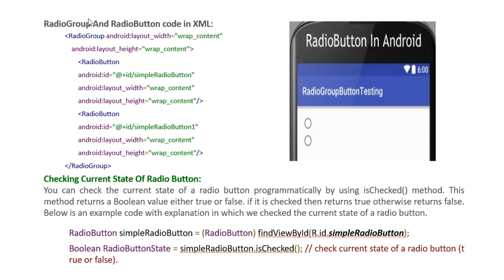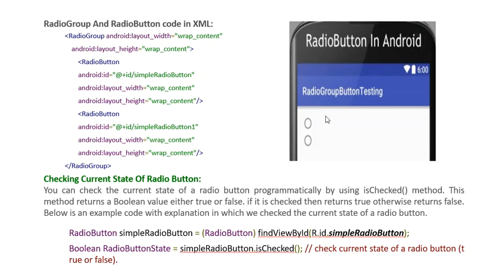Radio group and radio button code in XML: the RadioGroup has android:layout_width equal wrap_content and android:layout_height equal wrap_content. Inside it there are many radio buttons. A RadioButton has android:id equal "@+id/simple_radio_button", android:layout_width equal wrap_content and android:layout_height equal wrap_content. There can be many radio buttons in a radio group, and then the radio group is closed. Look at the figure to see the output.